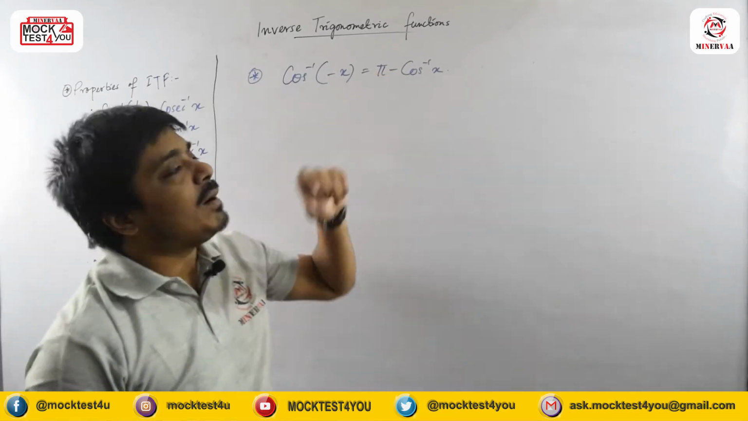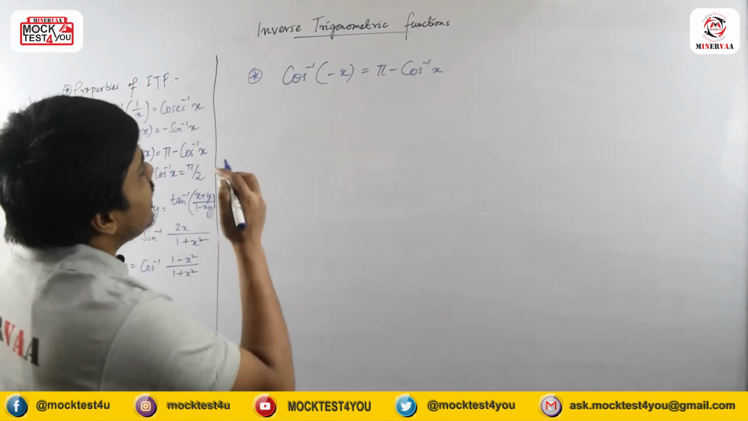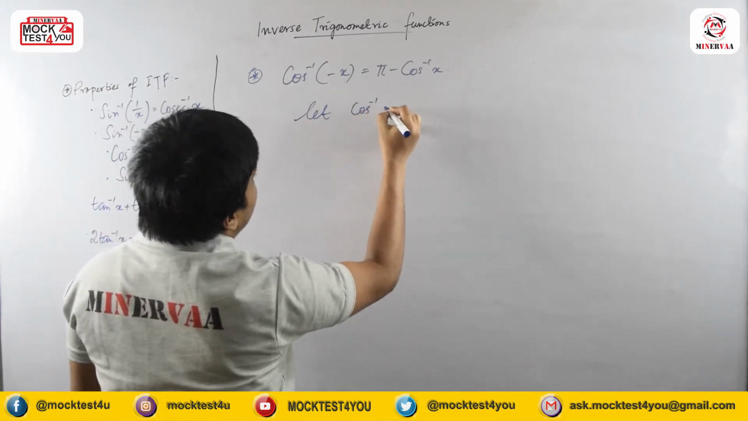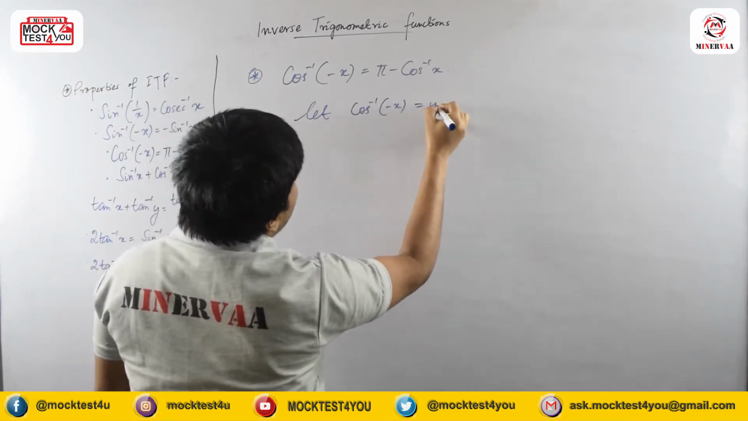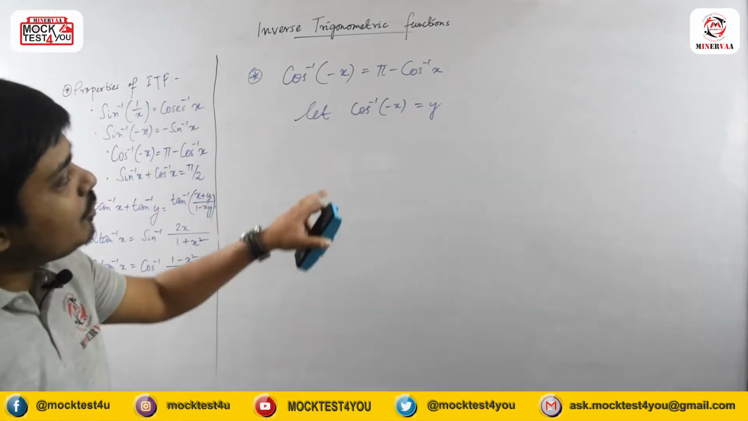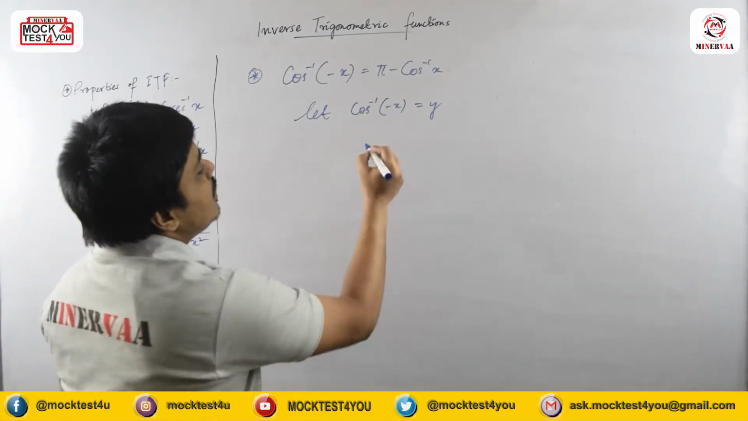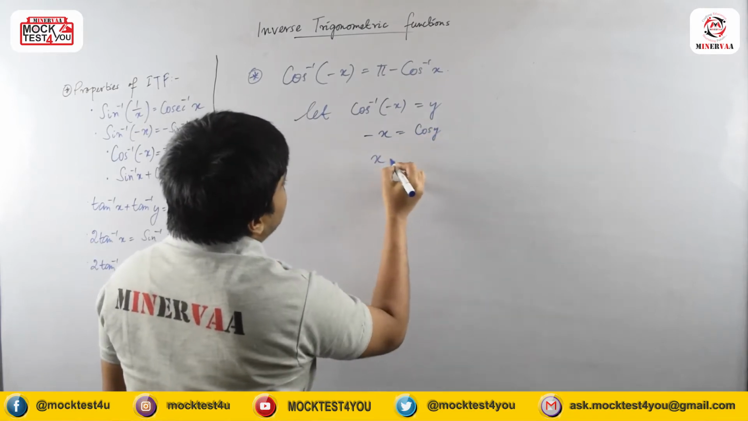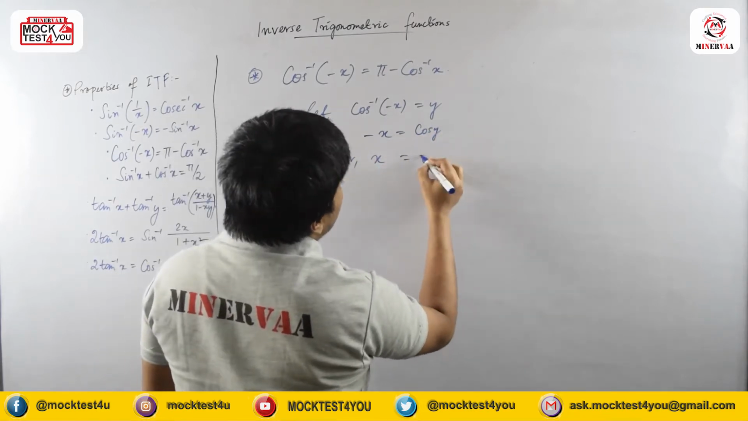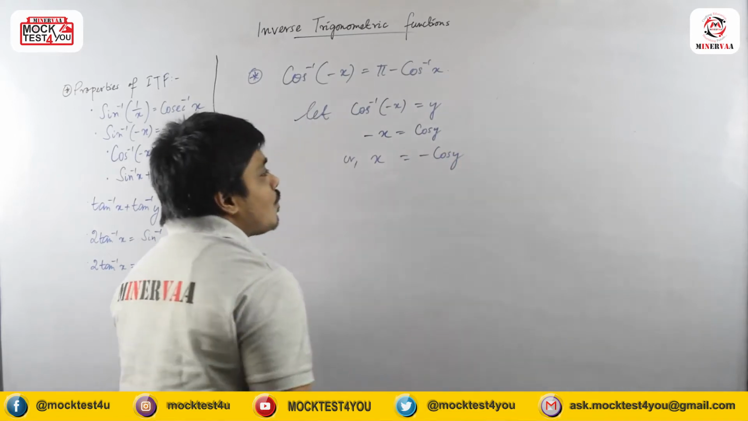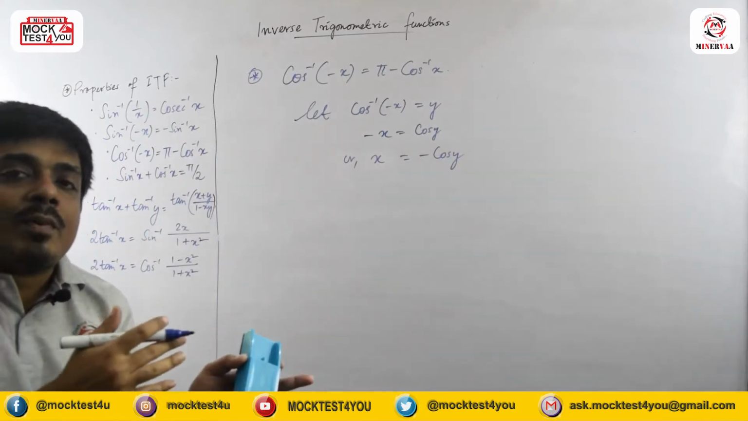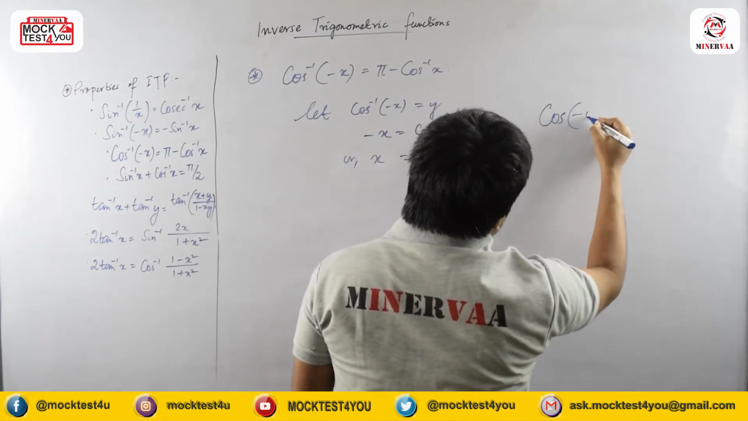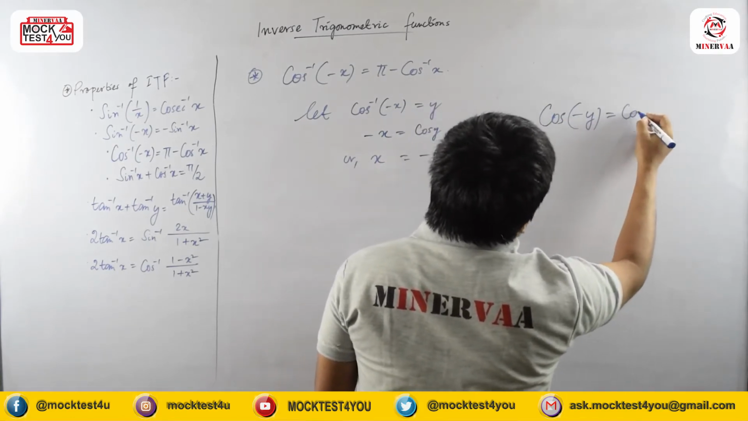Now from where did this pi come out? So let us prove that. Again we'll do what? Let cos inverse minus x is equal to y. After writing this, I will take cos inverse to that side. So we get minus x is equal to cos y. So x is equal to minus cos y. Now again we move back to class 11. In class 11 we knew that cos of minus y is equal to cos y.